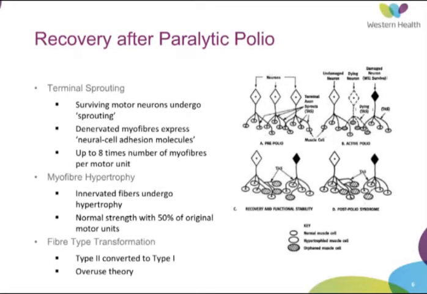There's also thoughts that the myofibers change from a type 2 to a type 1, and this has been shown on muscle biopsy studies. So the type 2s being the fast twitch switch into the type 1, the slower twitch.